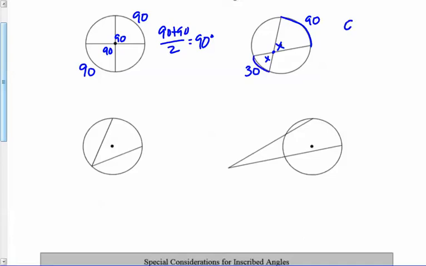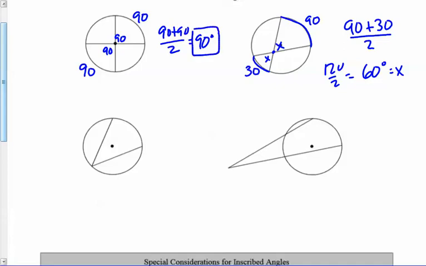And actually what it'll be is the average. 90 plus 30 divided by 2. So you end up with 120 over 2, which means 60 degrees. The central angle has to be 60 degrees. So it's the average of the two.